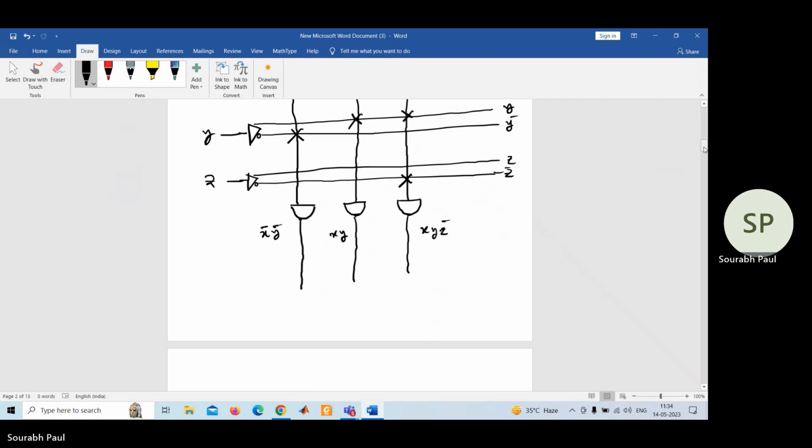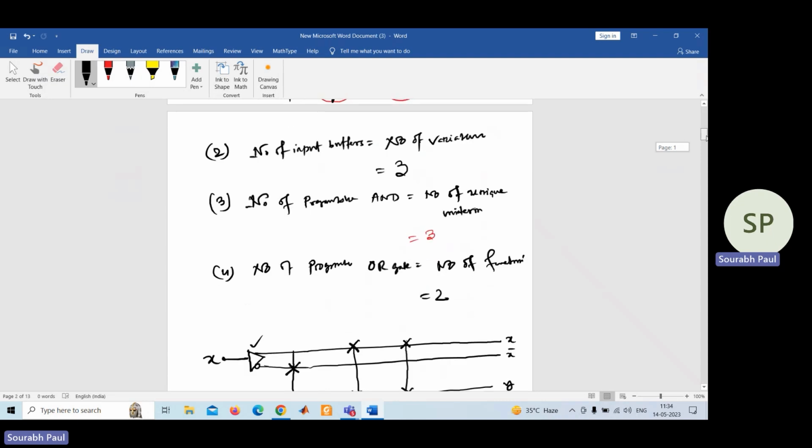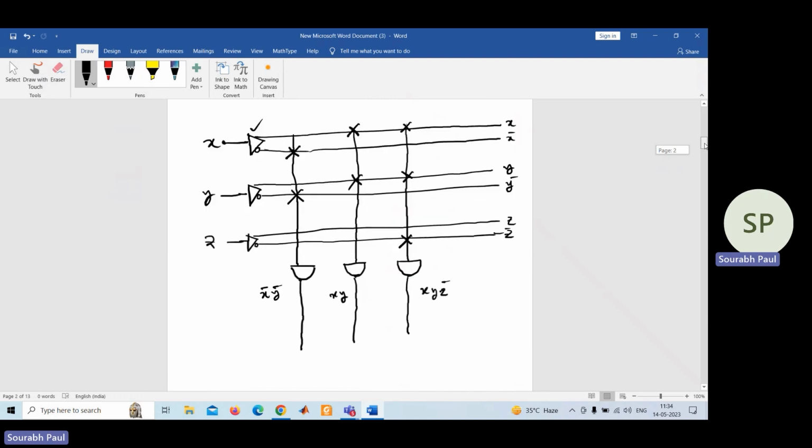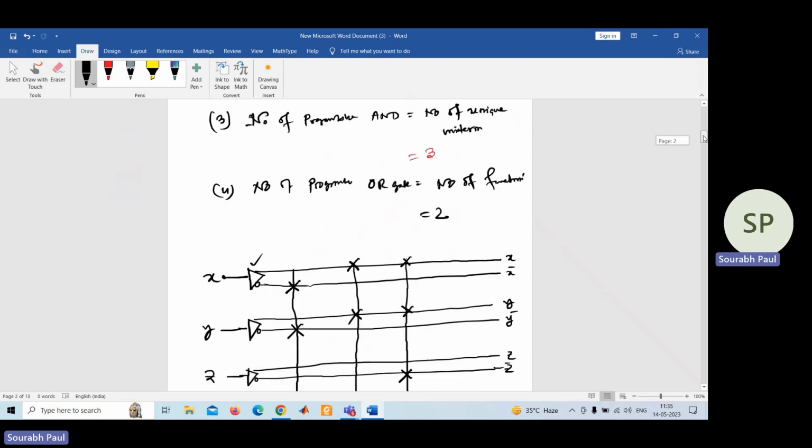Now, how many OR gates do we need to use here? According to this question, 2 programmable OR gates are required. Now I'll be doing the programmable OR gate part. This line will give you 1 OR gate and this line will give you the other programmable OR gate. So in this case also the OR gate will have only 1 input. As we are implementing PLA, our OR gate is also programmable. So according to our requirement, we'll make the connections.